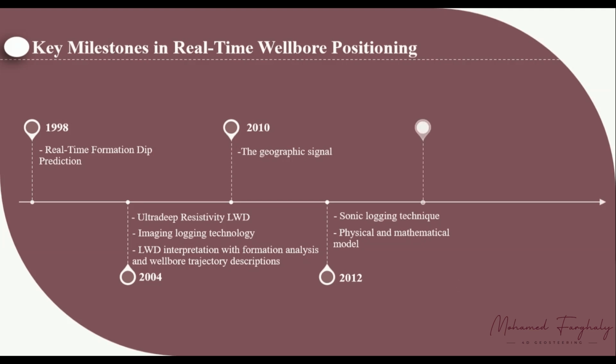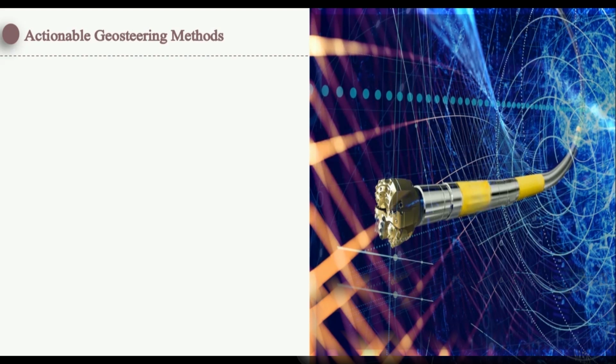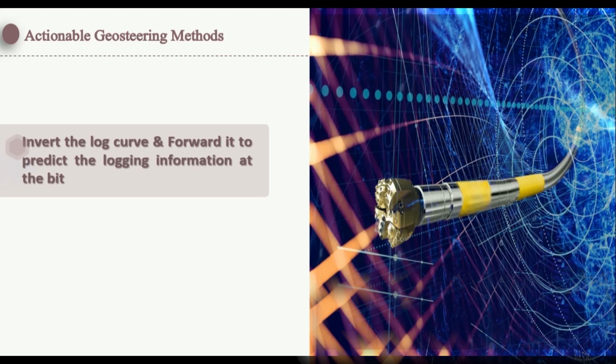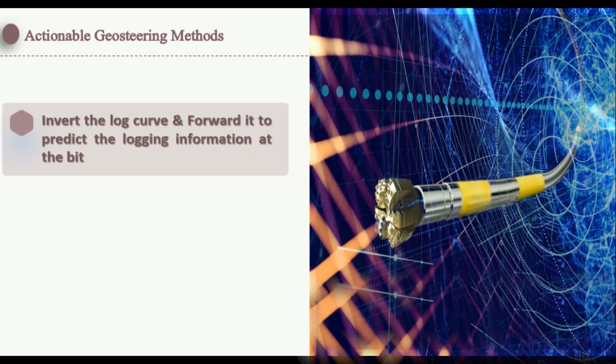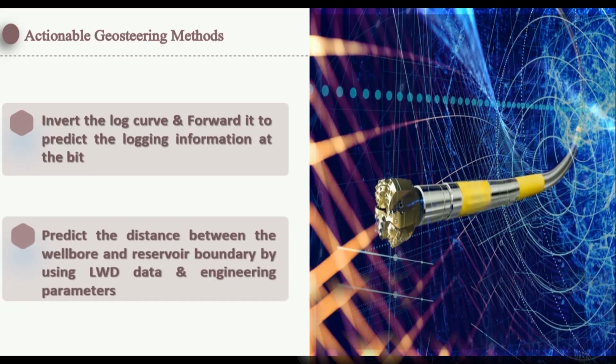Yang proposed a fast-forward method of azimuth gamma LWD and carried out the inverse calculation of the distance between the bit and reservoir interface. He used wavelet transform and beta distribution to automatically identify formation boundaries and accumulation patterns in logging. The above studies can be categorized into 2 methods to predict the formation lithology at bit. One is to invert the log curve and then forward it to predict the logging information at the bit. The other is to predict the distance between the wellbore and reservoir boundary by using LWD data and engineering parameters.